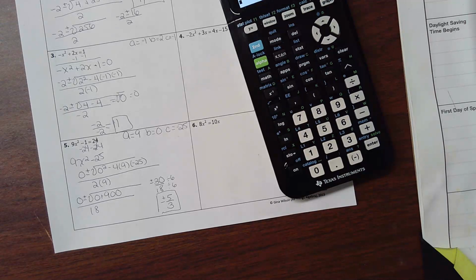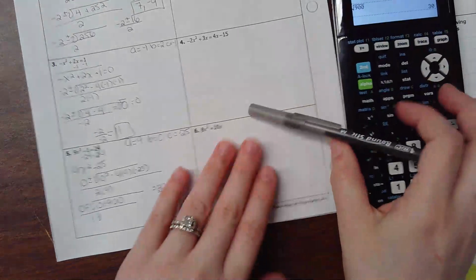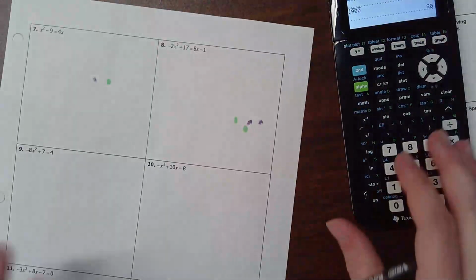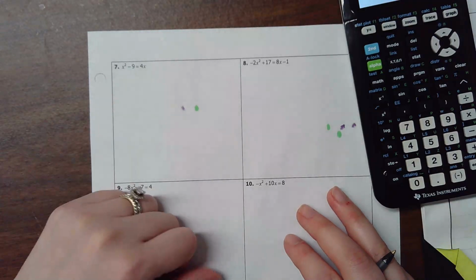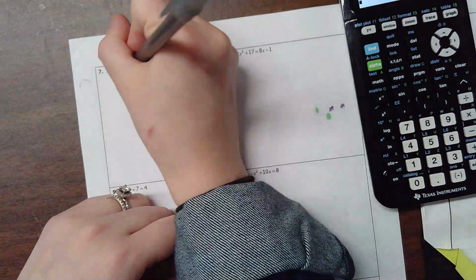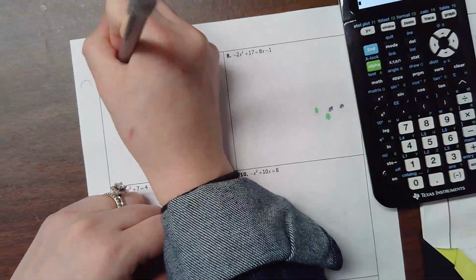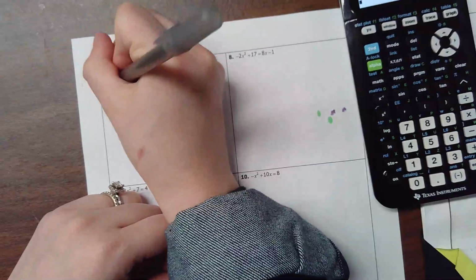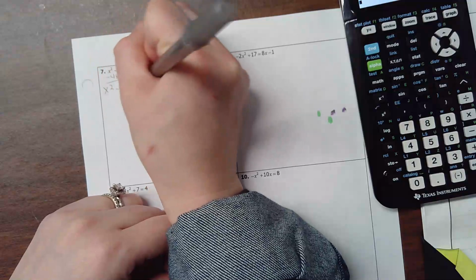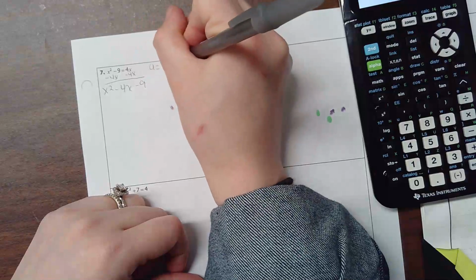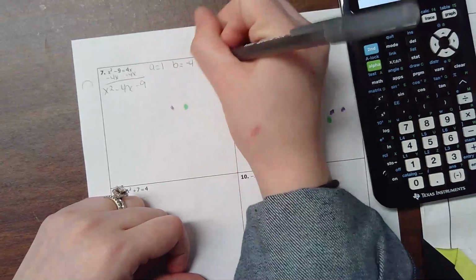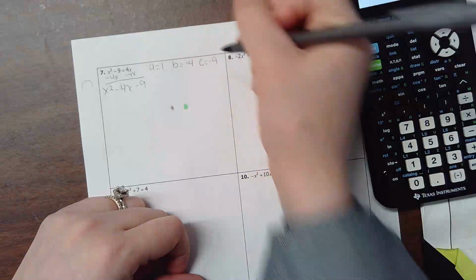Let's do another one. So let's jump to the back. This is a good one to do. So for this one, I need to move 4x over. And now my equation is x squared minus 4x minus 9. A is 1, B is -4, C is -9.